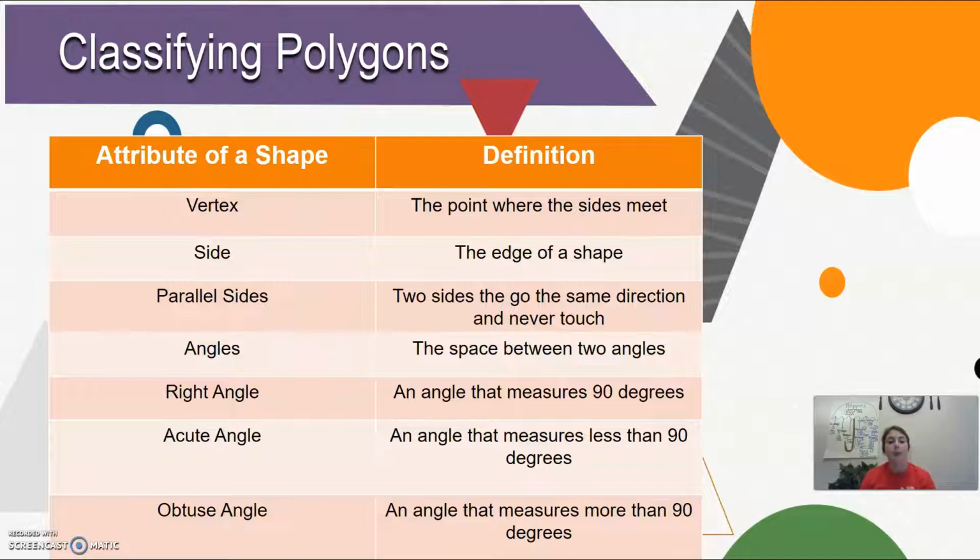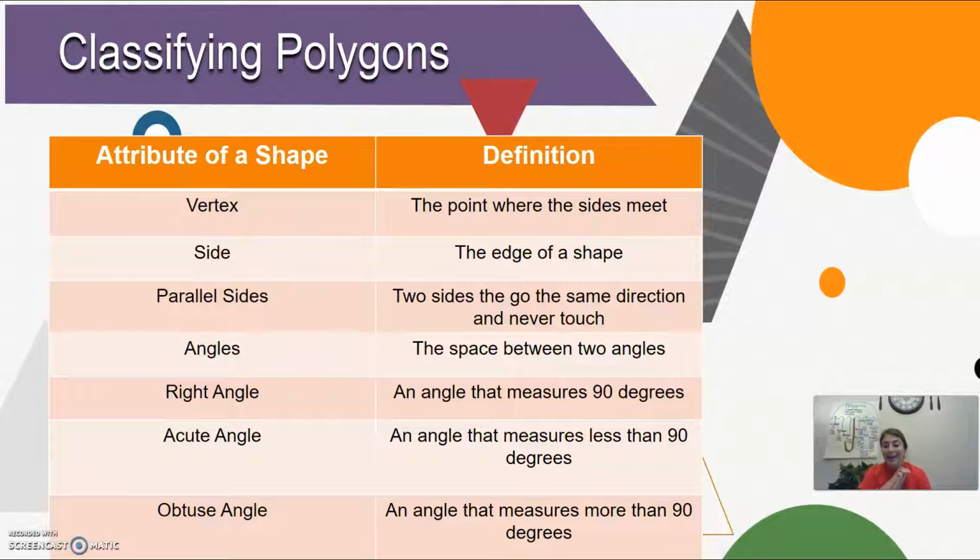So the first attribute I want to talk about is a vertex. Remember, a vertex is a point where 2 sides of a shape meet. So if I have my 2 sides, they meet at that one point, that is my vertex. If I have more than one vertex, you'll see it written as vertices, V-E-R-T-I-C-E-S.